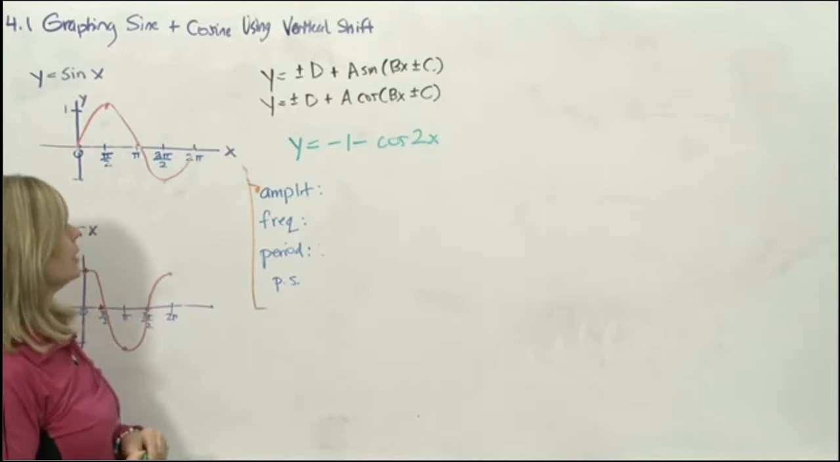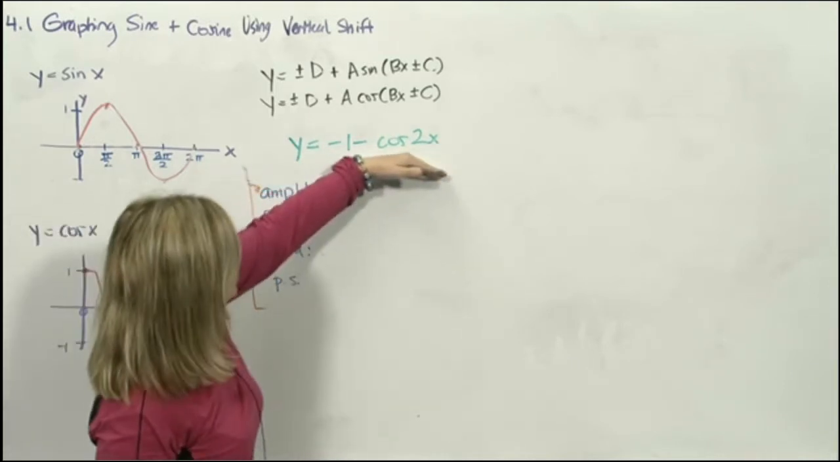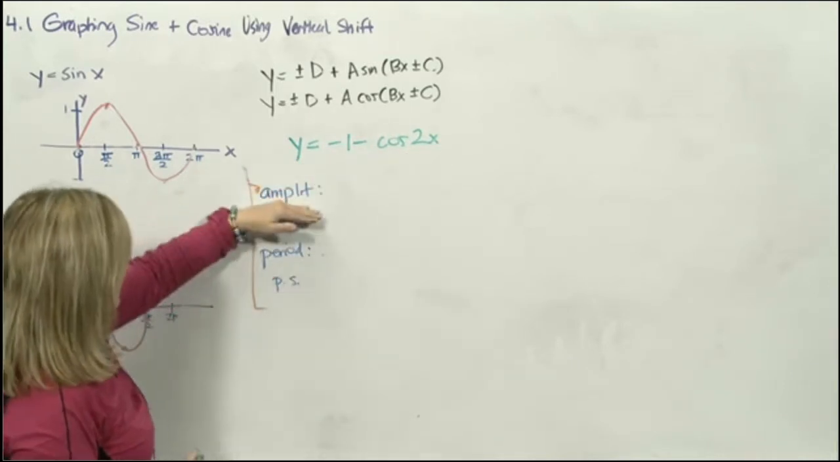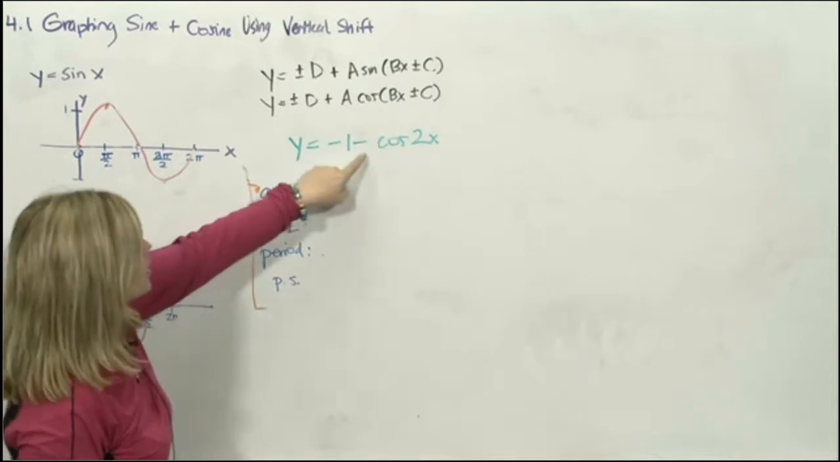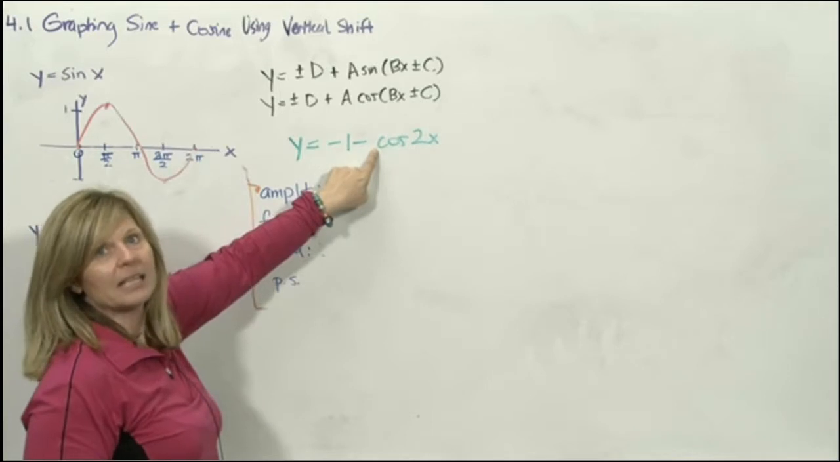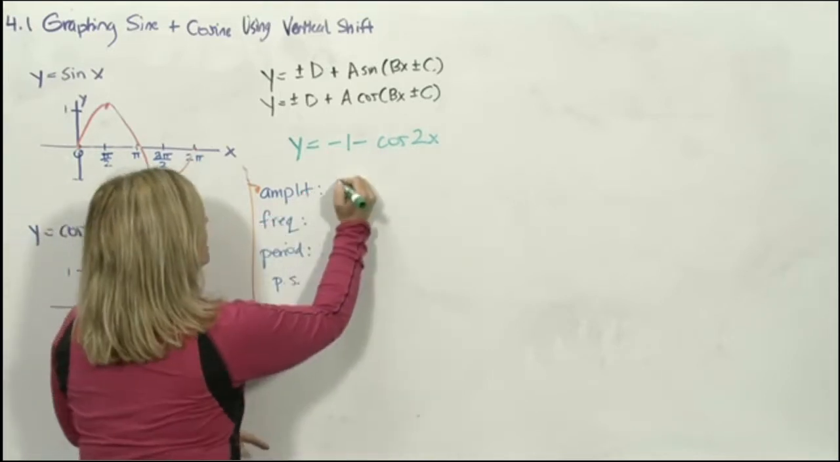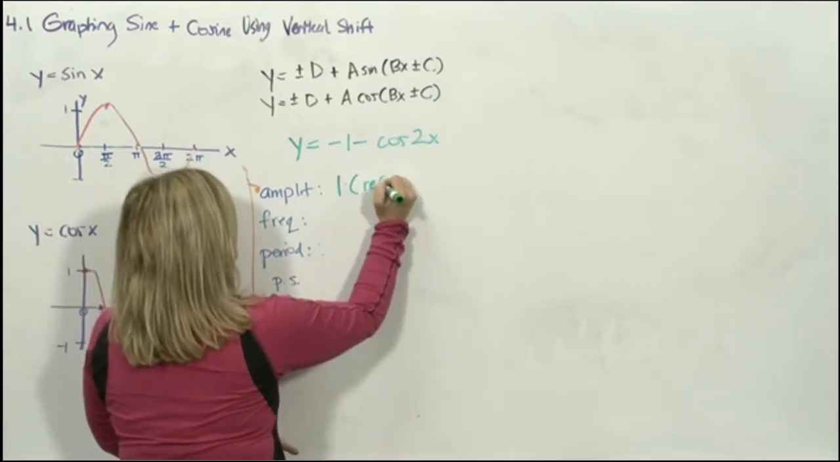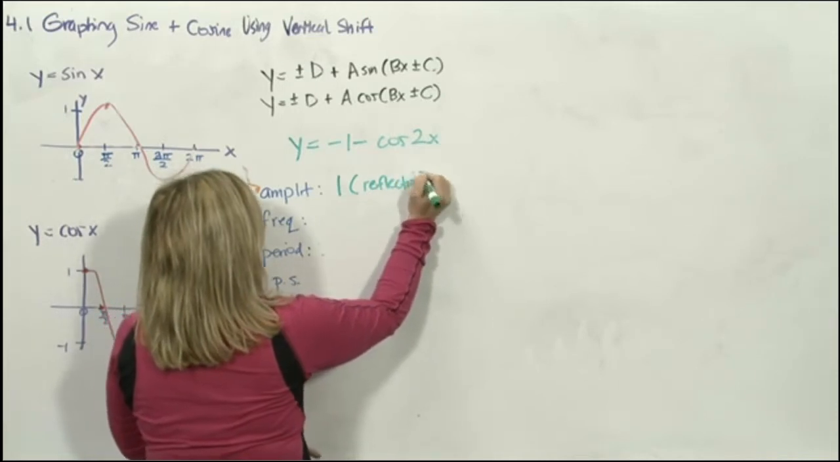Okay? So, here's my equation. I need my amp. My amp is always in front of the trig function. What's understood to be that number? -1. But can the amp be negative? No. So we say the amp is 1, and the negative means it's going to be reflected. It's a reflection.